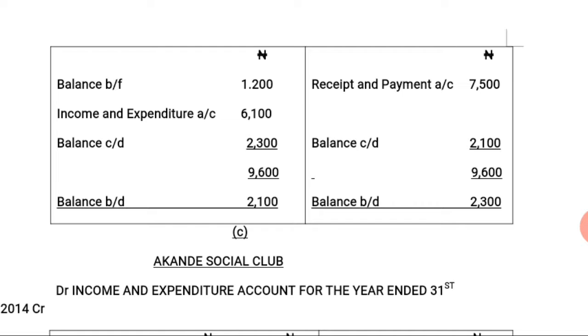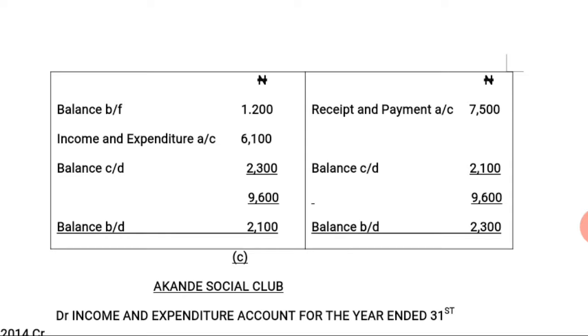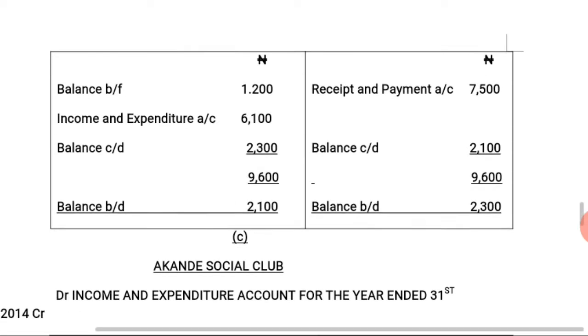From that 8,400 naira, you have to deduct the prepayment, that is the subscription that has been paid by some members for 2015 as stated in our receipts and payments account. So by deducting 2,300 from the remaining 8,400 naira, you are going to have 6,100, which is stated in our subscription account as income and expenditure account on the debit side of our subscription account, 6,100. That 6,100 will be the amount that is going to be charged as the subscription for the year 2014 in our income and expenditure account.